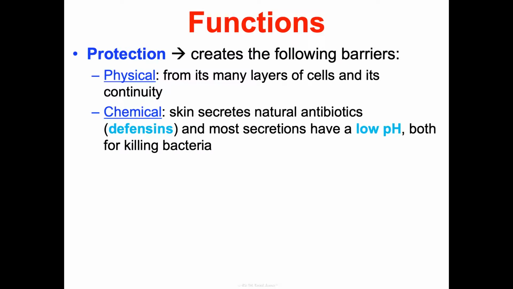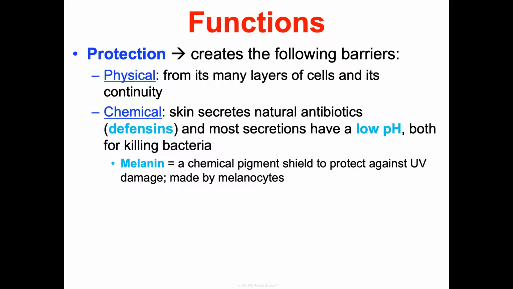But it also creates a chemical barrier. Your skin secretes natural antibiotics called defensins. And most of these secretions also have a low pH, which makes them a little acidic. So both of these things help with killing bacteria that are just on the surface of your skin. Also, melanin, we mentioned, made by melanocytes, is a chemical pigment in one of your epidermal cells that basically acts as a shield to protect against UV damage in your keratinocytes. So that's another way that our skin forms a chemical barrier to create protection.